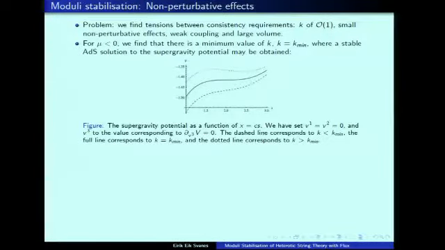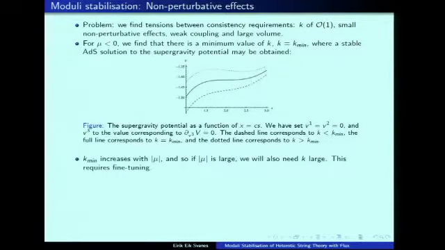The price you pay is that, depending on the value of this parameter mu, K will actually increase with increased mu value. The value mu depends on the bundle parameters, as I said earlier. And if mu is large, this implies that K is large, and as K is generically of order 1, this implies fine-tuning basically.